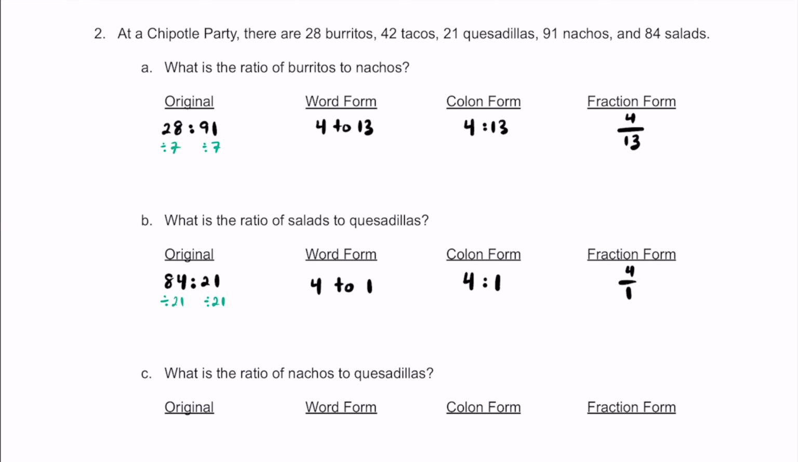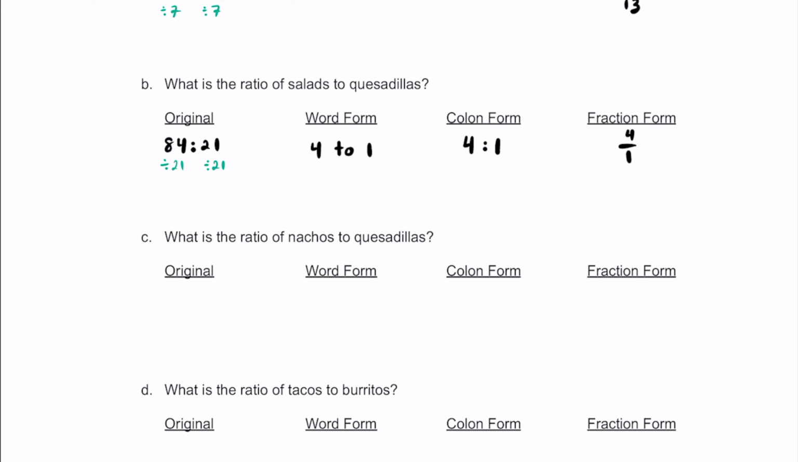Moving on to C, we have the ratio of nachos to quesadillas. So it looks like there are going to be 91 nachos and 21 quesadillas. So our ratio here is going to be 91 to 21. So 91 is the original to 21. That's nachos to quesadillas. It looks like their GCF is going to be 7 as well. They're all divisible by 7 so far. And so rewriting this, 91 divided by 7 is 13, and 21 divided by 7 is going to be 3, so 13 to 3. Using colon form, 13 to 3, and fraction form is going to be 13 to 3.